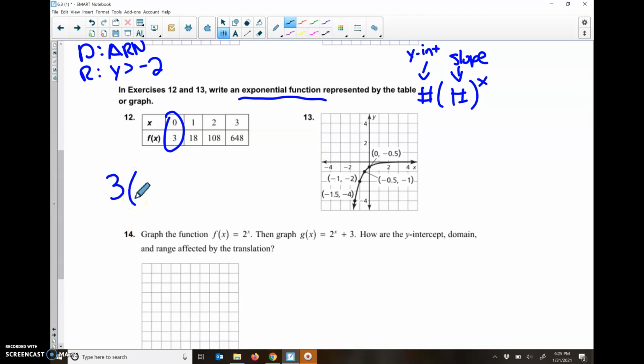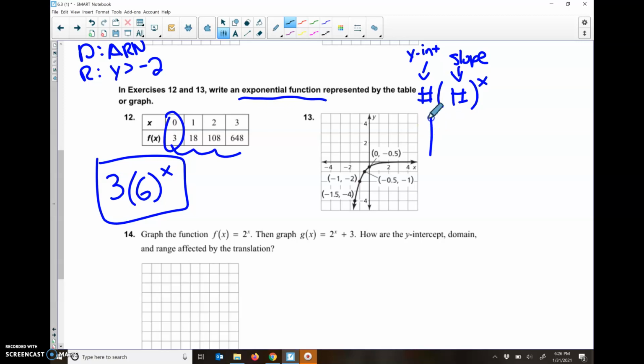And then our slope, if we look at what the pattern is, from 3 to 18, 18 to 108, 108 to 684, we are multiplying by 6 to the x power. So again, looks a lot harder than it really is. If I were to tell you to write an exponential function for that, you're going to be like, Mr. Molo, I can't do that. But if you remember that the first number is our y-intercept, and the second number is our slope, it probably looks a little easier, okay?